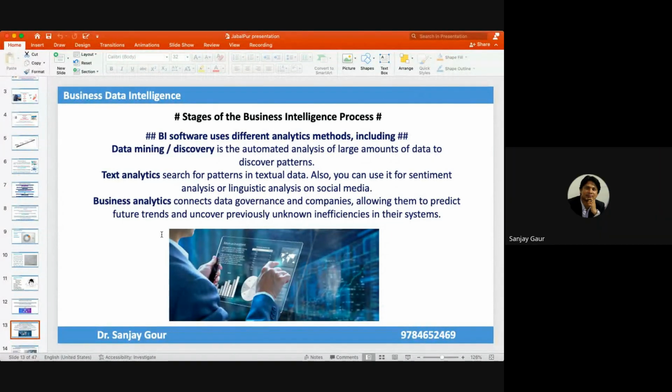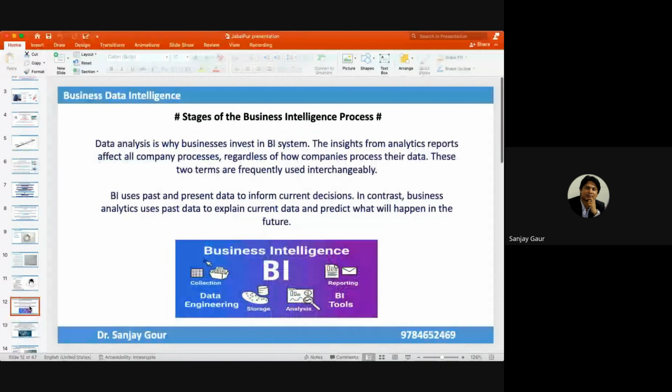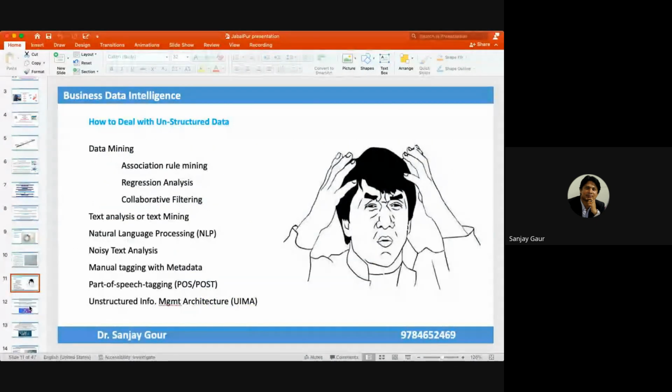Fine. So where are we actually? Basically, these are the approaches we are discussing: natural language processing and noisy text analysis, one of the important sections before we move towards business intelligence. The next one is manual tagging with metadata, then part of speech tagging, which is again an important section, and the Unstructured Information Management Architecture (UIMA), again an important section.